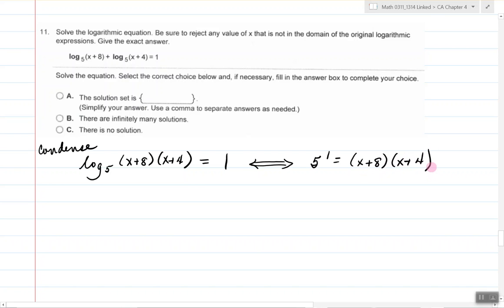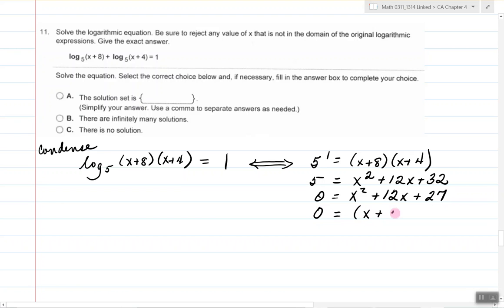In order to, let's see, it just wants me to give the answer. I don't give any intermediate answers. So 5 is equal to, 5 to the 1st is 5. Let's multiply these by FOIL. That's x squared plus 12x plus 32. Subtract 5 from both sides and get x squared plus 12x plus 27. That is factorable. If it were not factorable, I would use the quadratic formula. And I have x plus 9, x plus 3.